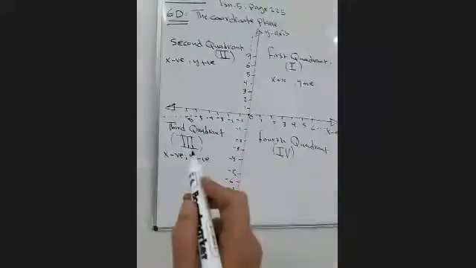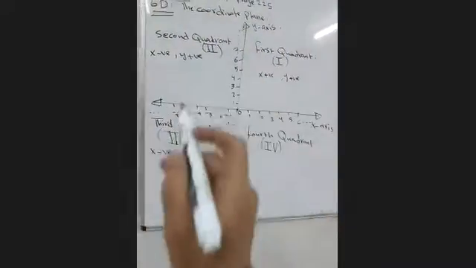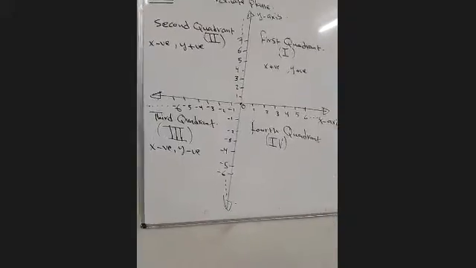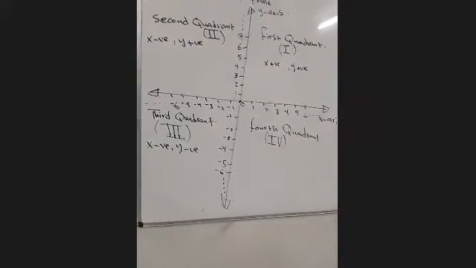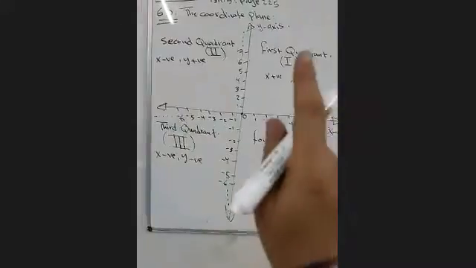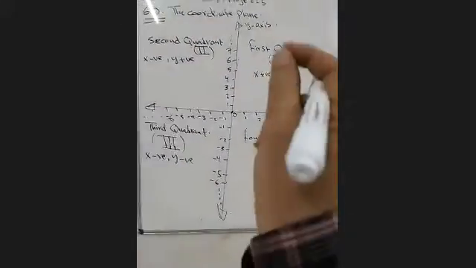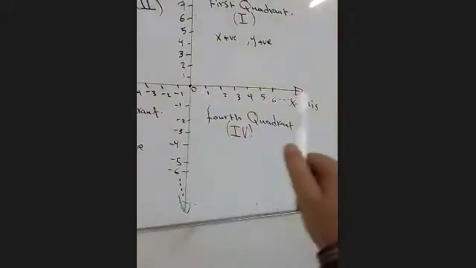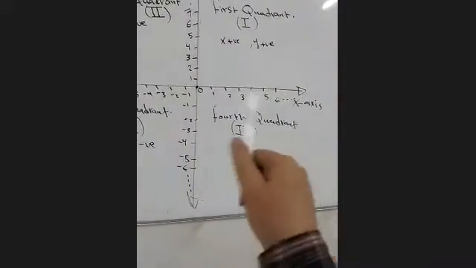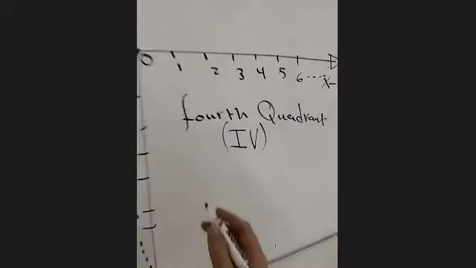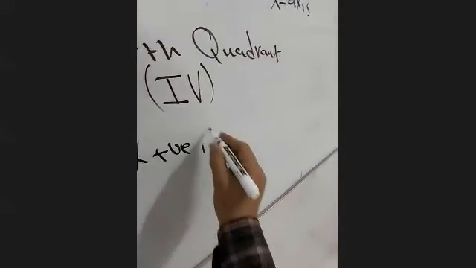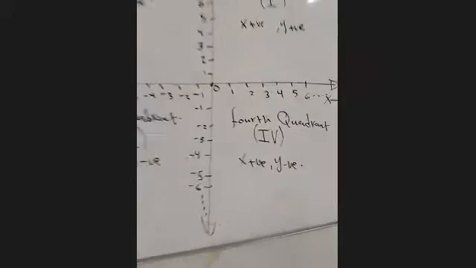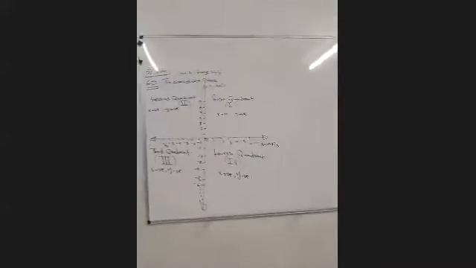These I, double I, triple I, and IV, guys, we call in math the Roman numerals. Now the Roman numerals like this: this means 1, this means 2, this means 3, and this means 4. Just memorize them. First quadrant, second quadrant, third quadrant, and fourth quadrant. Now in the fourth quadrant, x is positive and y is negative. Now we'll take a general look at the coordinate plane, guys.